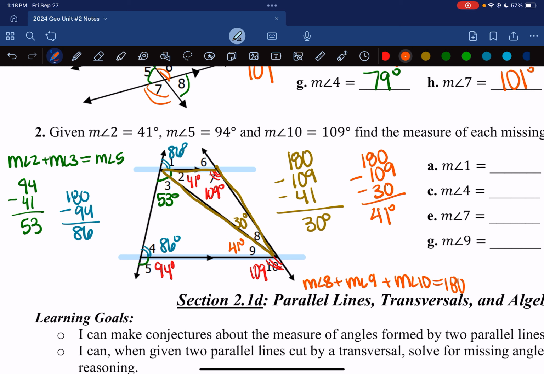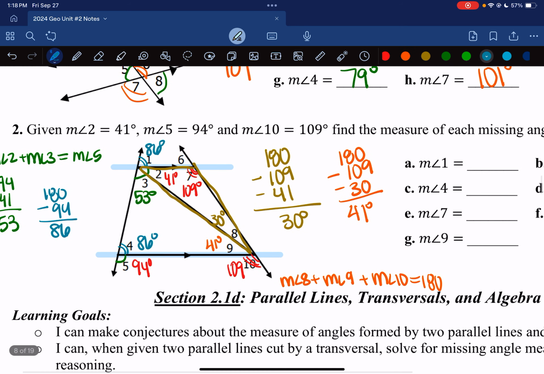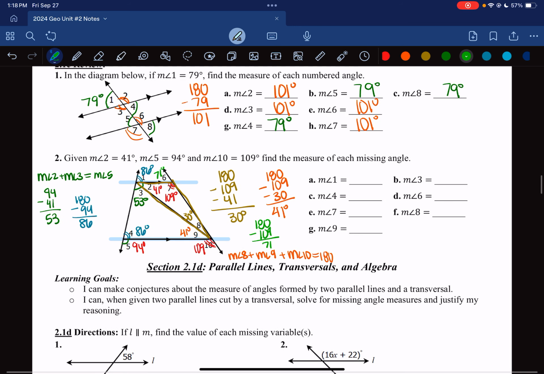And then lastly, we need to find the measure of angle 6. So 6 and 7 form a linear pair, so we can do 180 minus 109, which gives us 71. So 6 is 71 degrees. So if we're going to fill in our answer blanks, it's 86, 86, 109, 41, 53, 71, and 30.